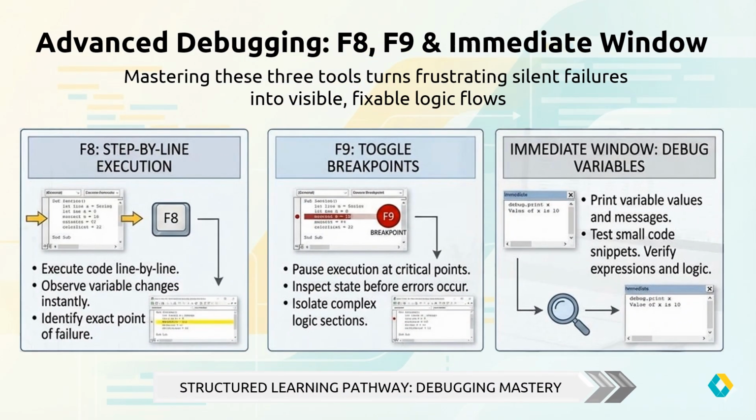Advanced VBA debugging and the Immediate Window. Start by explaining F8, step-by-line execution, and demonstrate how to run the macro line by line while highlighting variable changes on screen. Next, introduce F9, breakpoints, and show how execution pauses at critical lines to inspect logic and prevent errors.